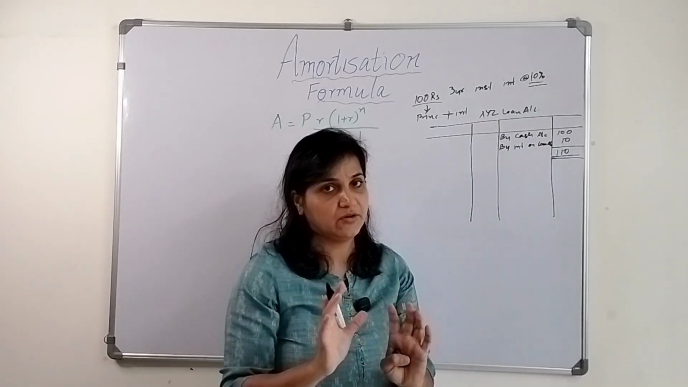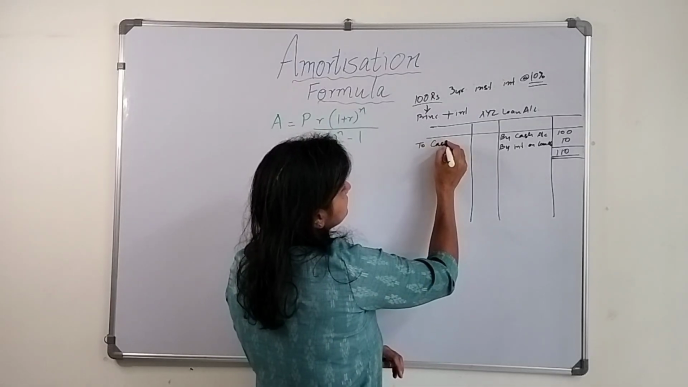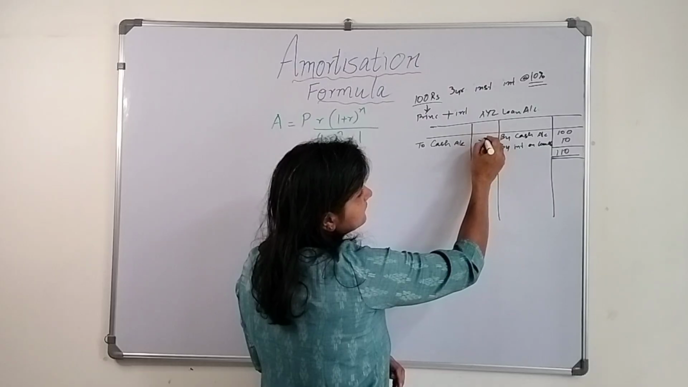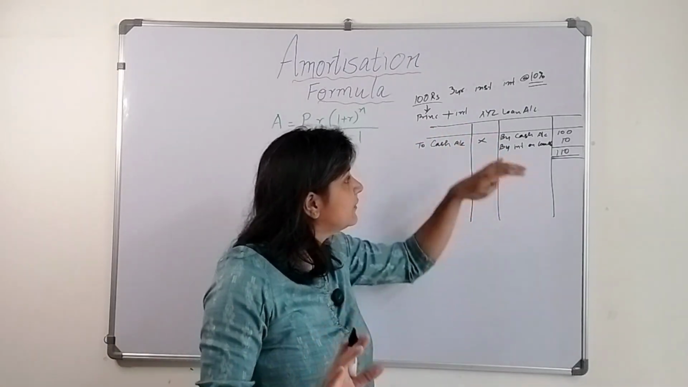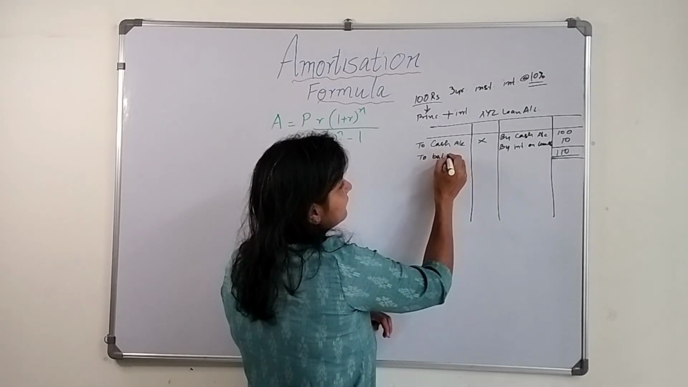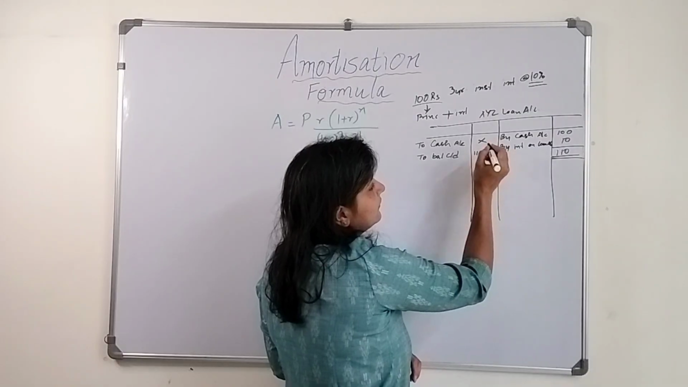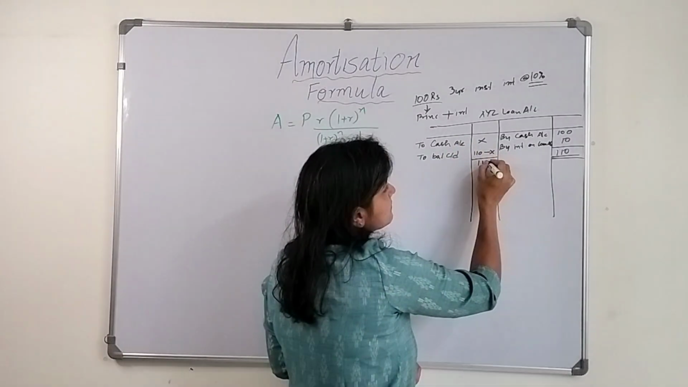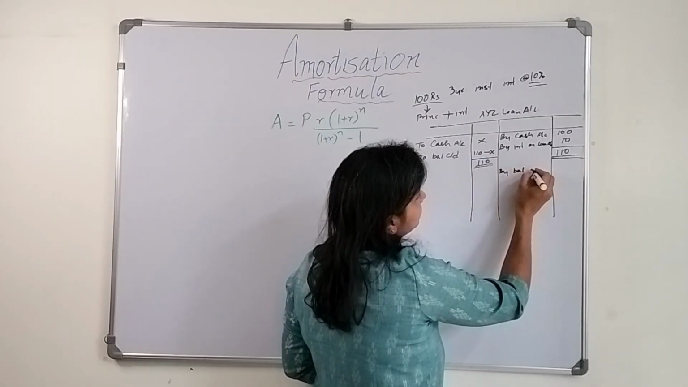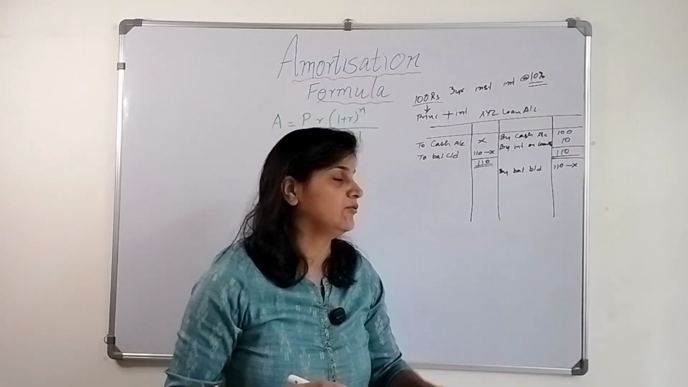Now I am paying a certain amount, but I don't know how much. So let's assume I am paying X amount to cash account. For the next year, how much balance will I carry down? 110 minus X. So next year the balance brought down will be 110 minus the X amount.